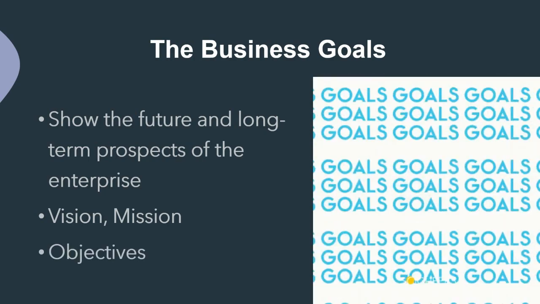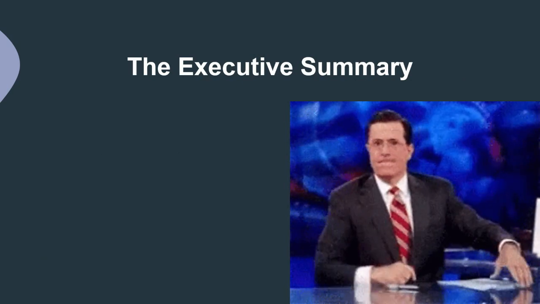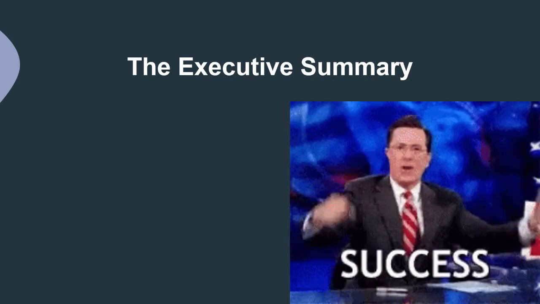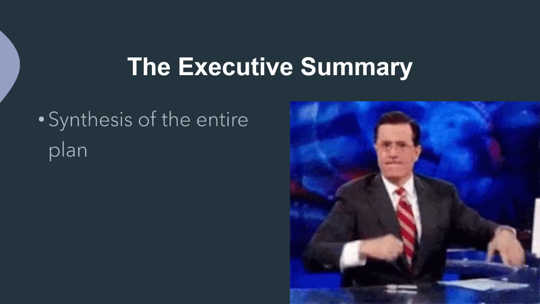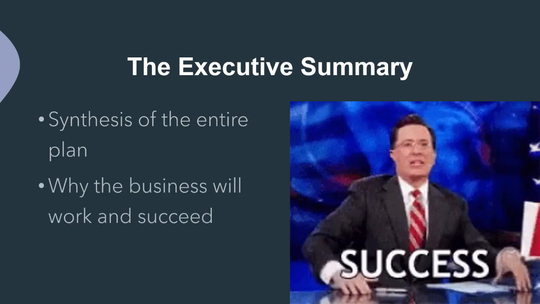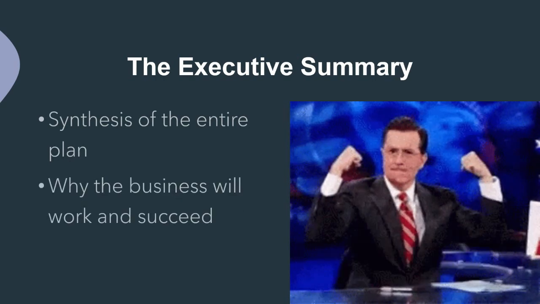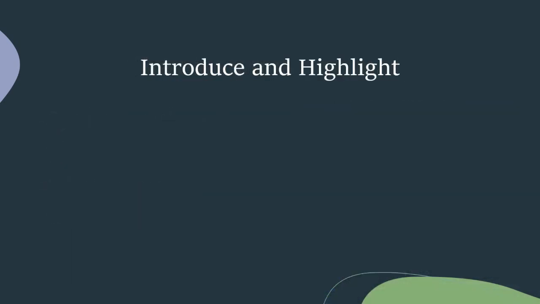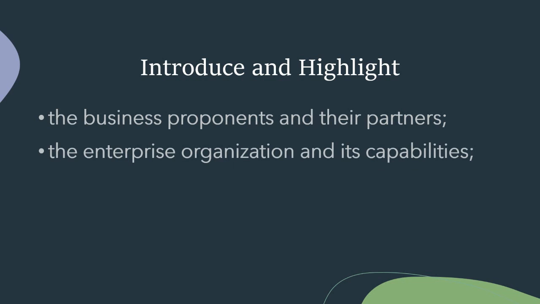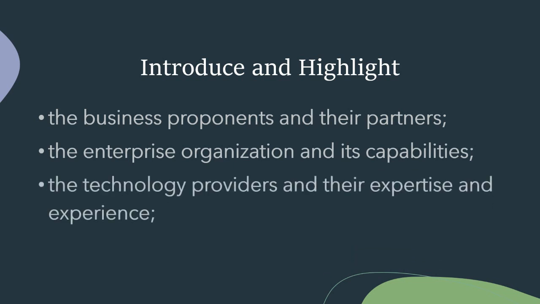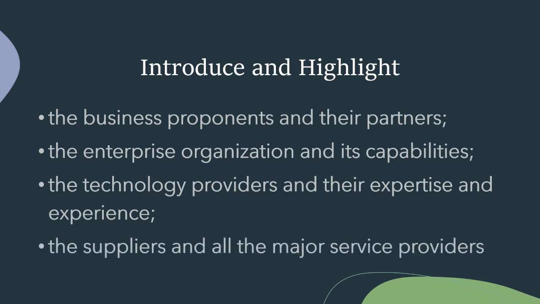The next part would be the executive summary. It contains everything that is relevant and important to the business audience. It is the synthesis of the entire plan, and it should discuss why the business will work and succeed. The executive summary should also introduce and highlight the good qualities of the business proponents and their partners, the enterprise organization and its capabilities, the technology providers and their expertise and experience, and last but not the least, the suppliers and all the major service providers of the business.